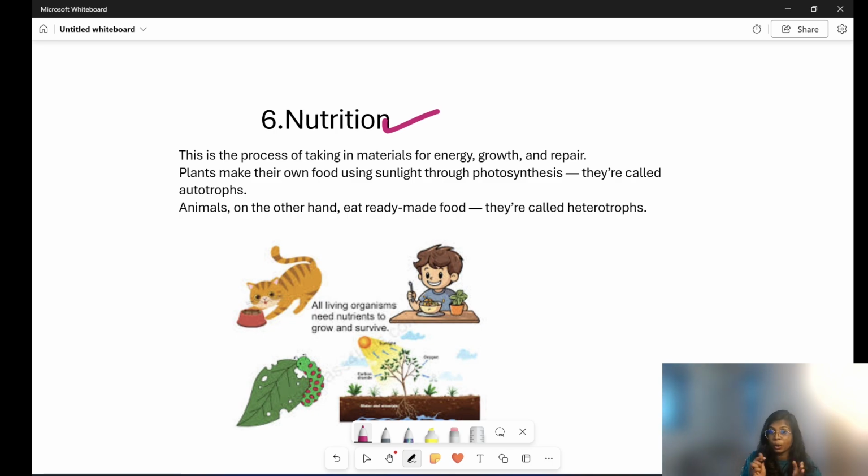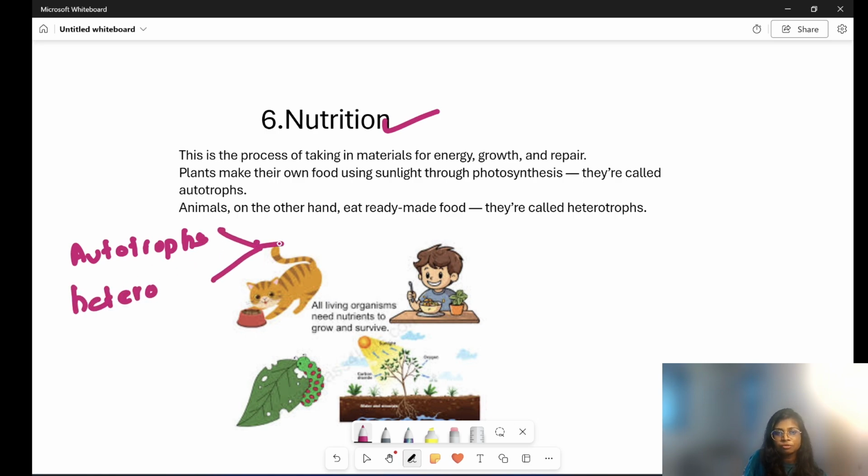We call them autotrophs. In the case of animals, they eat plants or other animals. They are heterotrophs. Autotrophs and heterotrophs together form the food chain that keeps life on Earth balanced.